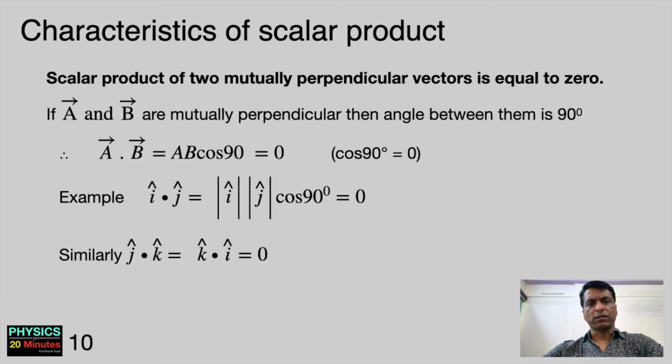Since the three unit vectors are mutually perpendicular to each other, the dot product between them is always equal to 0.